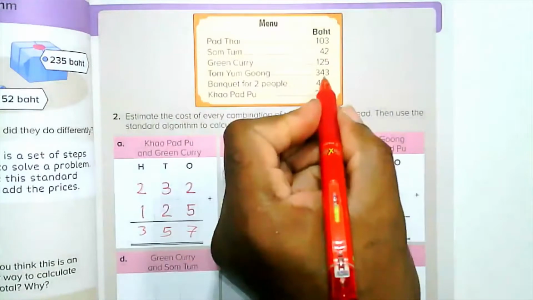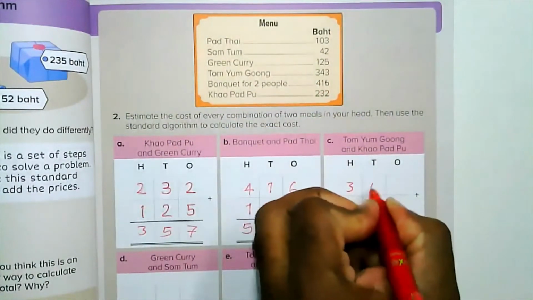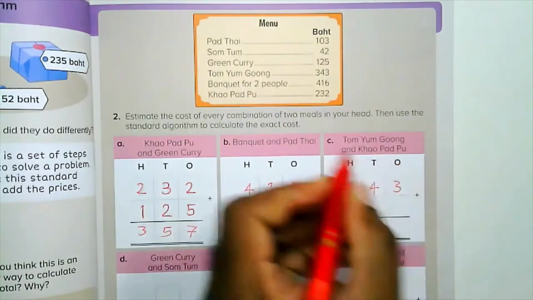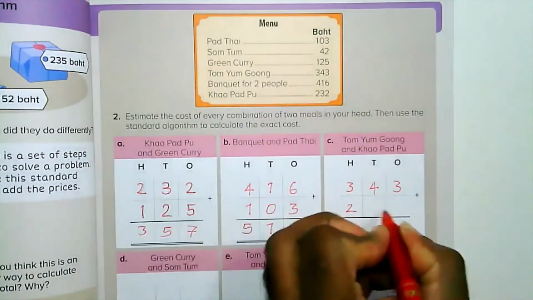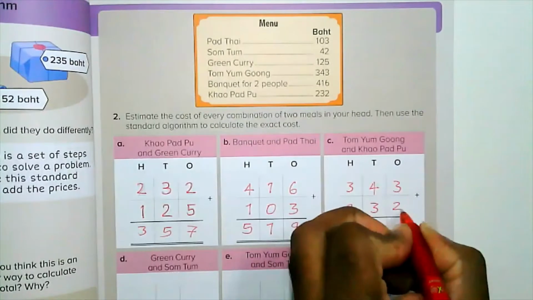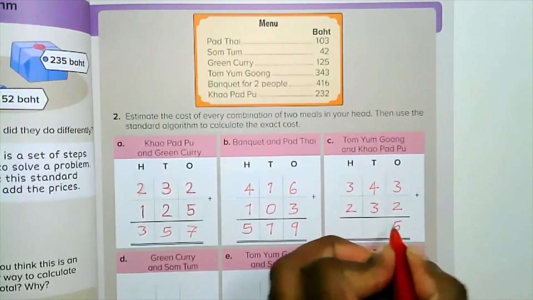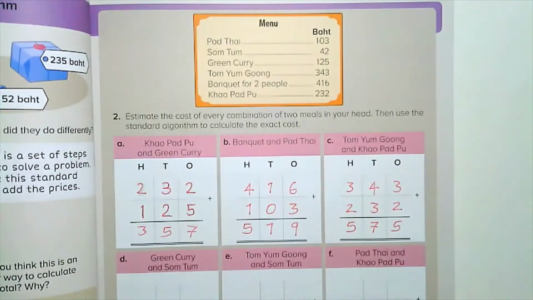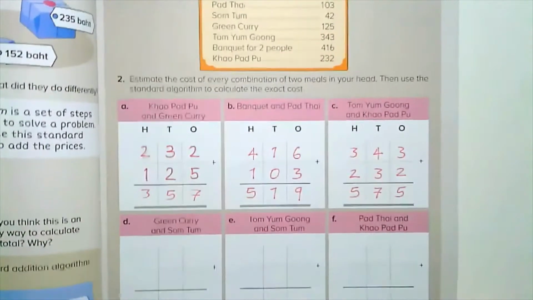Tom yum goong is 343. Khao pad poo is 232. Let's add. We have 5. We have 7, 5. Now let's go on to the next one.